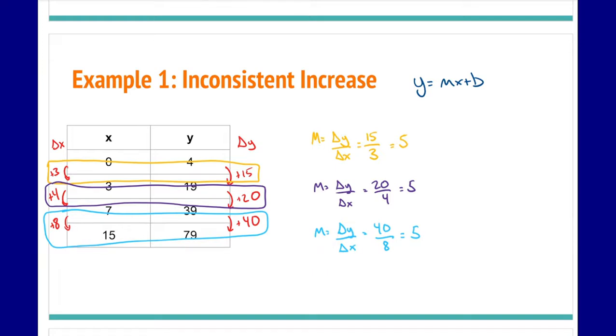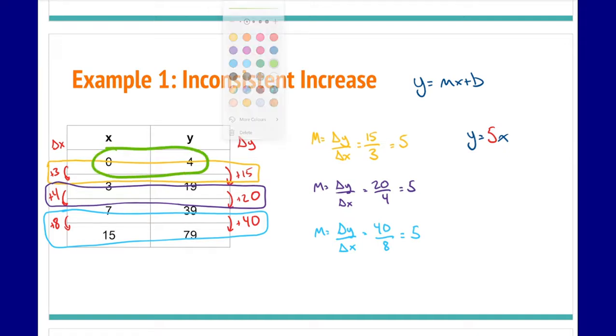The only other thing now, because now we know y equals 5x, we need to find our b value. What is our y-intercept? Well, this one was nice because we can see it here. We can see our y-intercept clearly from our table. We have x is 0, y is 4, so that's our b value. So our equation is going to be y equals 5x plus 4.